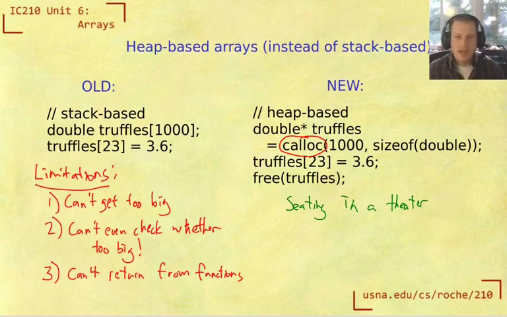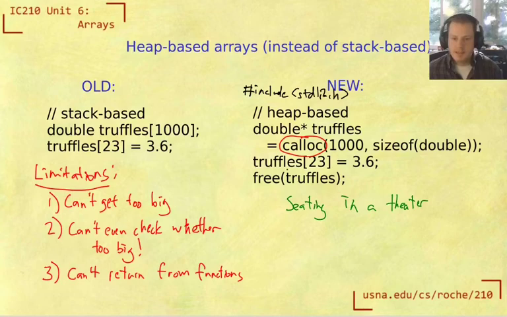So in order to use any of these, I should add that we need to include a header, which is stdlib.h. So we've seen that before, like for the rand function. And we'll see that in an example in just a moment. But so we need to use that for calloc and for free. So those both come from stdlib.h.